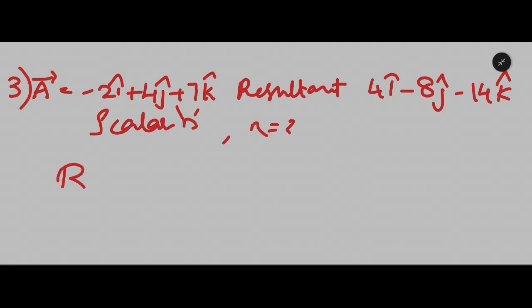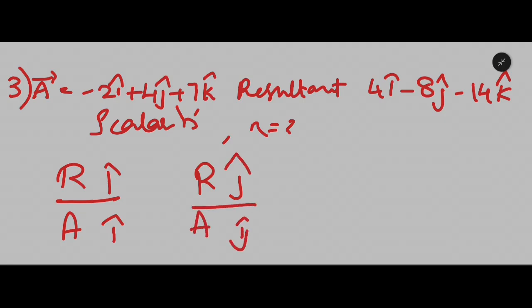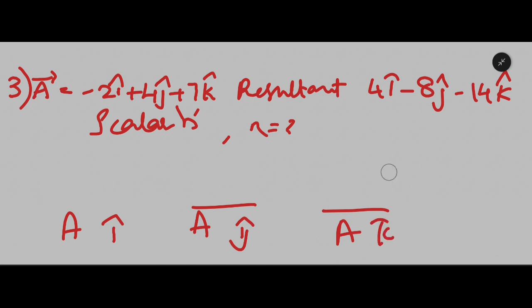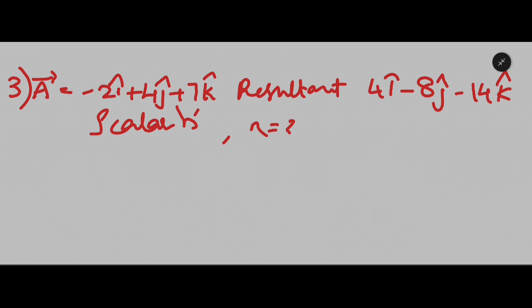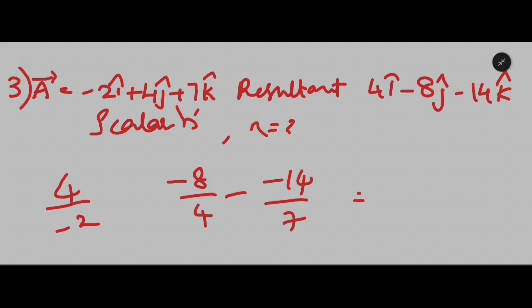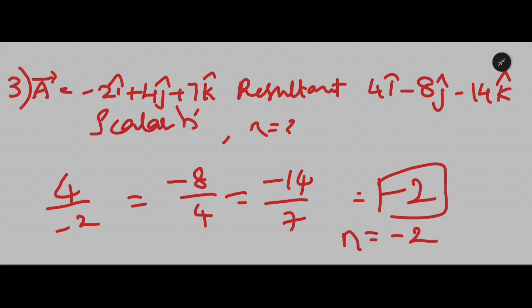What we will do is resultant i cap by A bar i cap, resultant j cap by A bar j cap, resultant k cap by A bar k cap. For the resultant, the number associated with i cap is 4, and in the previous one it is minus 2, then minus 8 by 4, minus 14 by 7. If you do all that, it is equal to minus 2. So the n value is minus 2, which is option C.